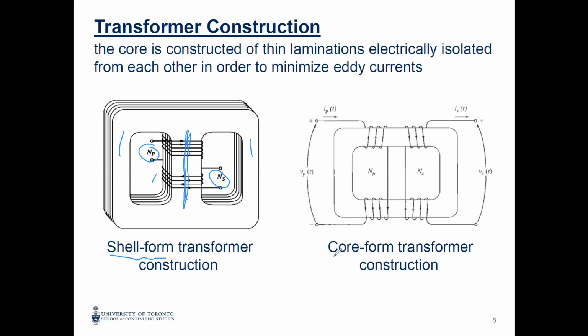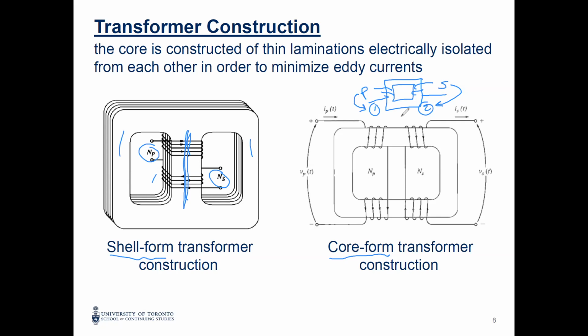We have something called the core form, which is the simplest, and we will use it here in the course. Any textbook will use this. They call it the core form. You have the primary and secondary, two windings in the transformer. Sometimes we call it P for primary or 1, and secondary or 2.